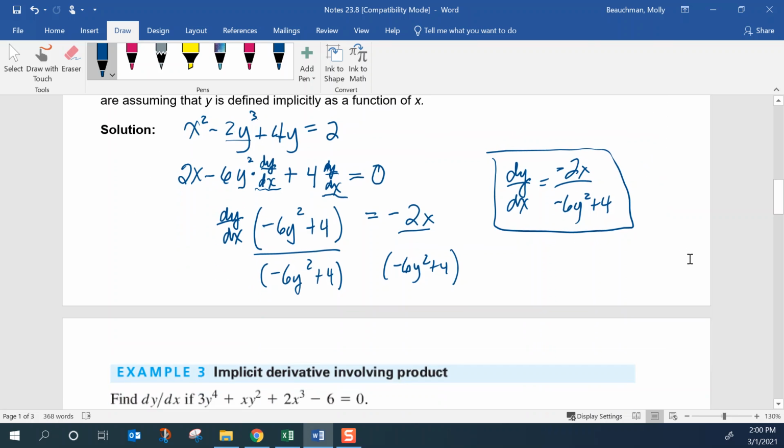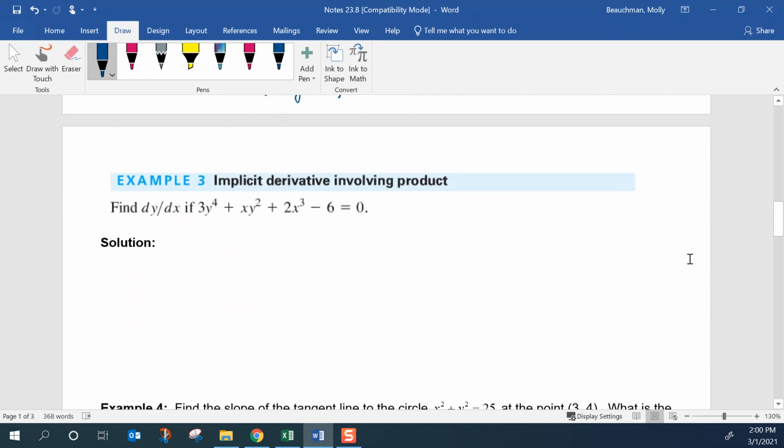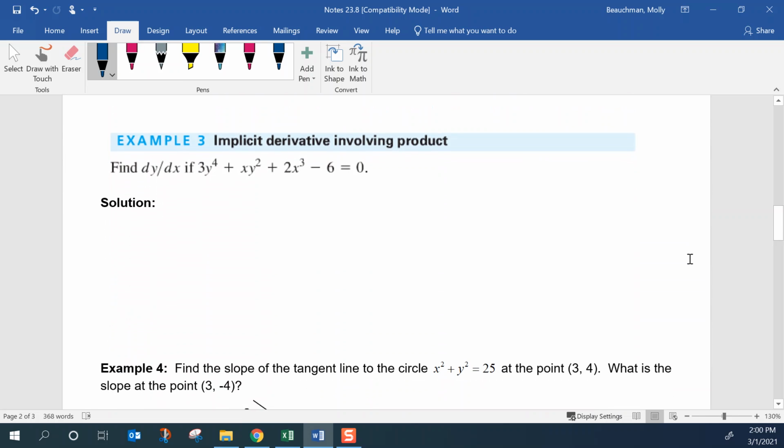All right, let's take a look at another example. If we have an implicit derivative involving a product. So if we want to find the derivative of 3y to the fourth plus xy squared plus 2x to the third minus 6 equals 0, we're going to find the derivative of each individual term and then solve for dy/dx. 3y to the fourth is in terms of y, so we take the derivative. 4 times 3 is 12, y to the third, we apply the power rule, times the derivative of y, dy/dx.